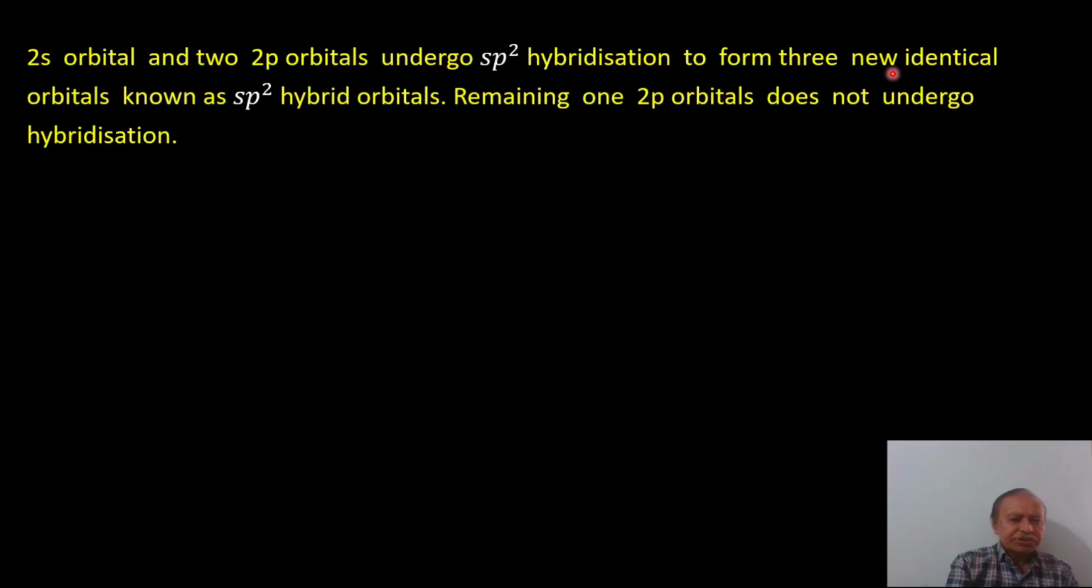Since only two 2p orbitals are mixing, there is another 2p orbital which is not hybridized. Totally there are 3 p orbitals. Out of the 3 p orbitals, 2 are mixing, but the third one does not mix. The remaining one 2p orbital does not undergo hybridization, that means it will not mix with the 2s orbital. It will remain as it is, so it is said to be unhybridized. The orbital which is not undergoing hybridization is known as the unhybridized orbital.